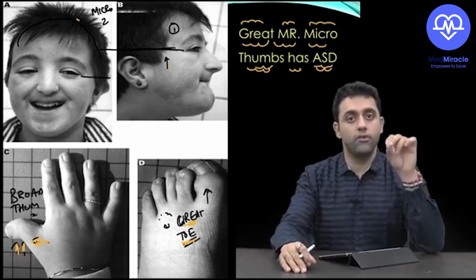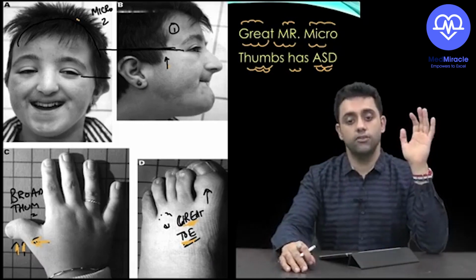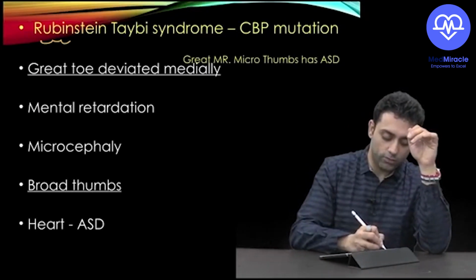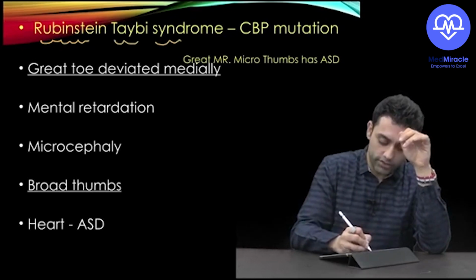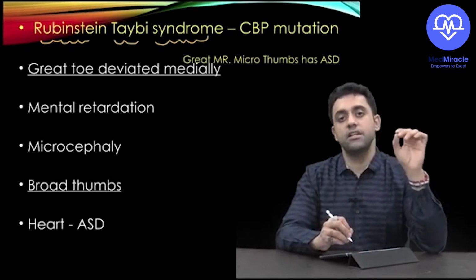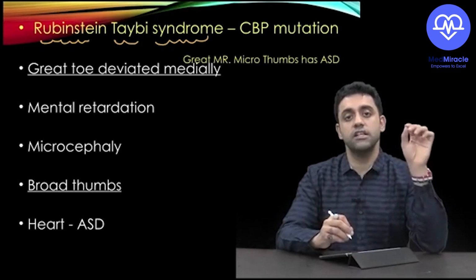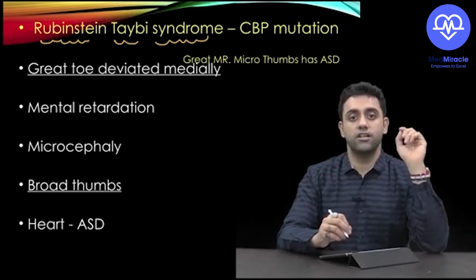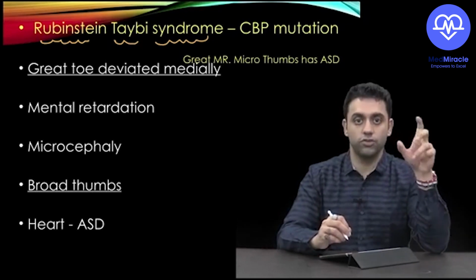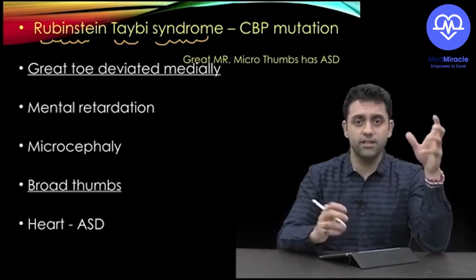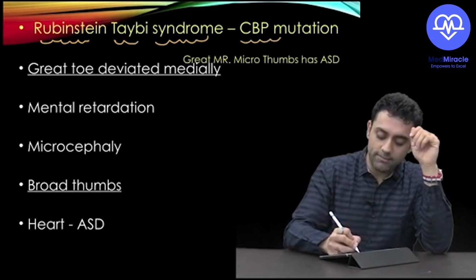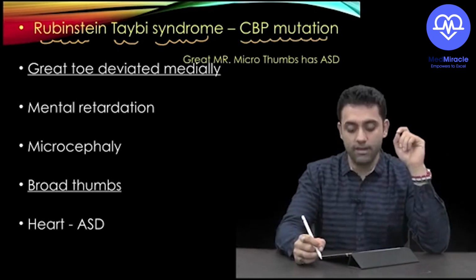At least by now you should know Rubinstein-Taybi syndrome. I'll show you the spelling if you want to write it. Rubinstein-Taybi syndrome has atrial septal defect, which is a left to right shunt, an acyanotic congenital heart disease, with plethoric lung fields. You should know that. Wide fixed split S2, that I'll tell you later why. So that's what you need to know, and CBP mutation.